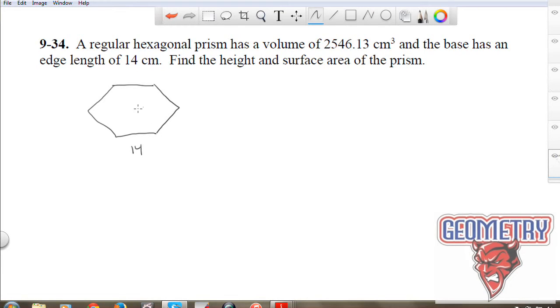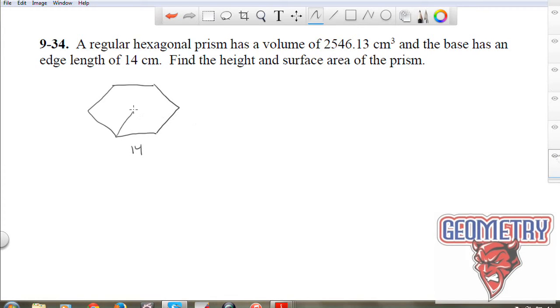So what we're going to do is find the area of this hexagon. That's the base, top and bottom there. Once we find the area of this hexagon, we can divide that into the total volume to figure out how high it was. And once we know the height, we can use that to help us find the total surface area.